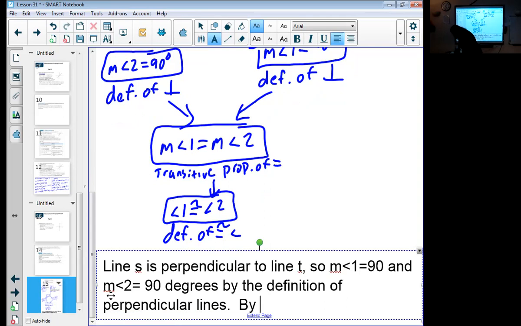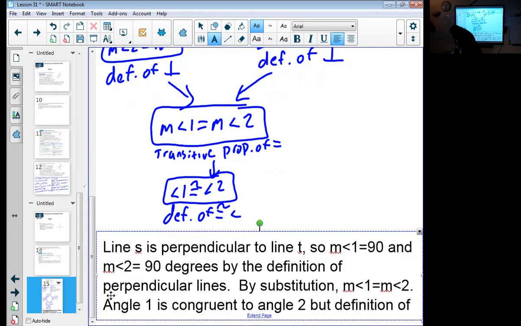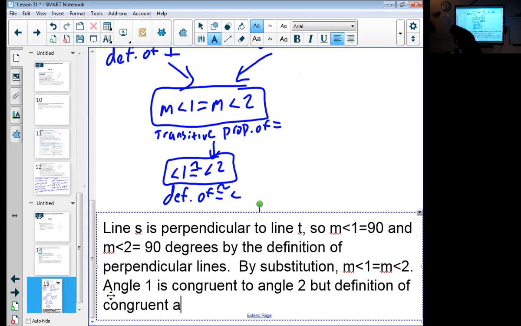By substitution, the measure of angle 1 is equal to the measure of angle 2. Angle 1 is congruent to angle 2 by the definition of congruent angles.